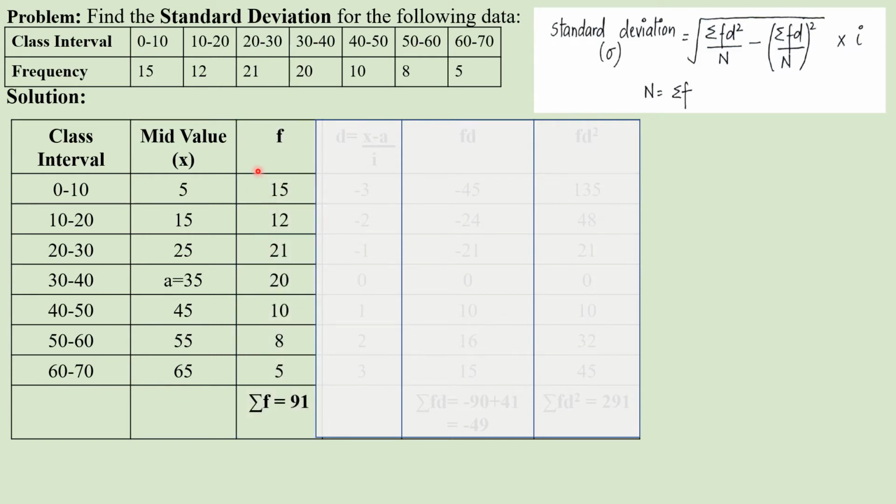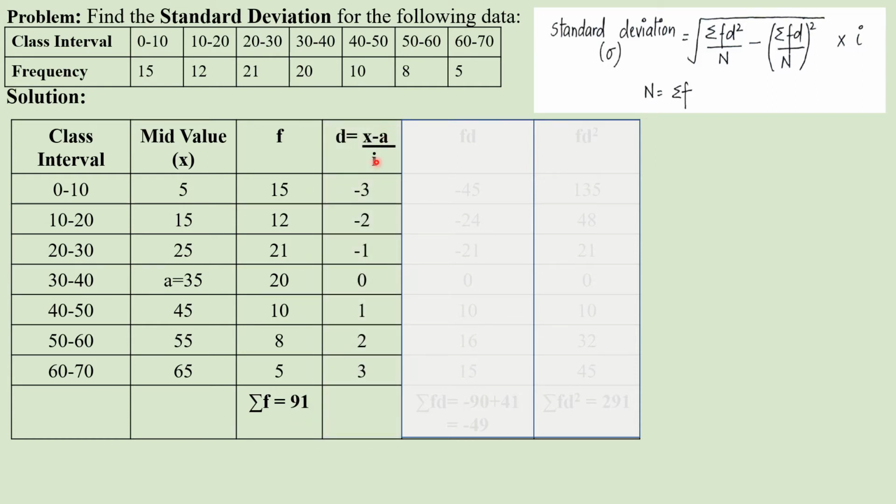Now write down the value of frequency in the third column, which is 15, 12, 21, 20, 10, 8 and 5. Now find out the value of sigma f by adding all the values of frequency. So 15 plus 12 plus 21 plus 20 plus 10 plus 8 plus 5 is 91.